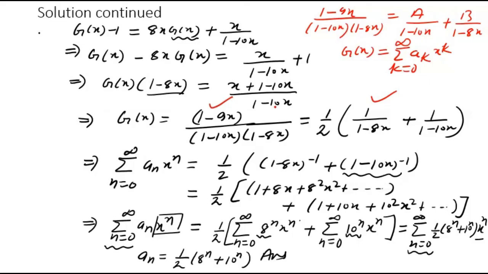Okay. And finally you get an expression in terms of G(x), which may be in terms of some function of x, and then you expand that function and write it in the summation form, then you compare both sides and solve the problem. So this is the whole process of solving a recurrence relation using generating functions, right?